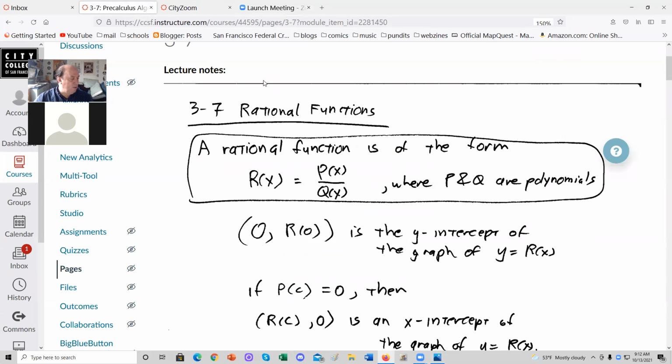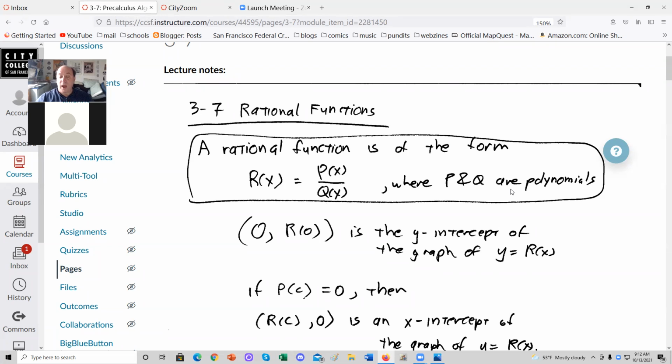Okay, for today, 3.7 and 3.8, ending chapter 3, which means that chapter 3 will be due next Wednesday. Anyhow, 3.7 is about rational functions, and 3.8 is about direct, inverse, and joint variation. A rational function is a ratio of polynomials, p of x over q of x, where p and q are polynomials. And okay, this will be about graphing it.